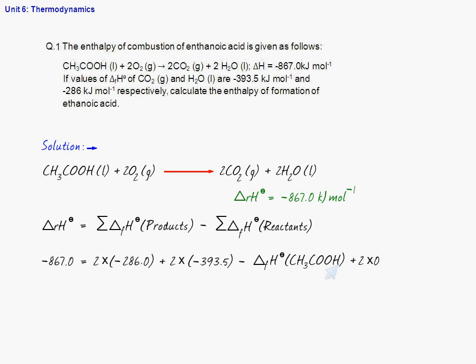So delta fH naught of acetic acid is equal to 867 minus 572 minus 787, and this comes to be minus 492.0 kilojoule per mole. So this is the answer, minus 492.0 kilojoule per mole. Question number 2.